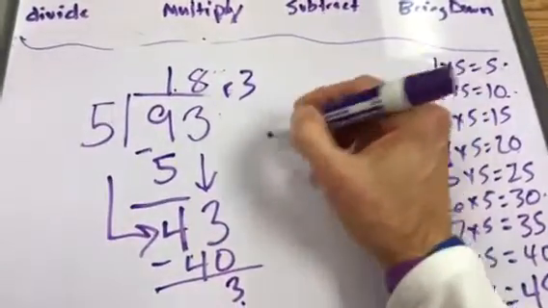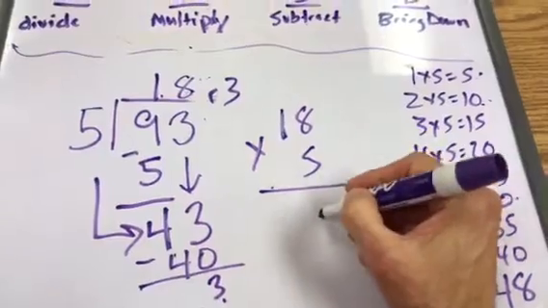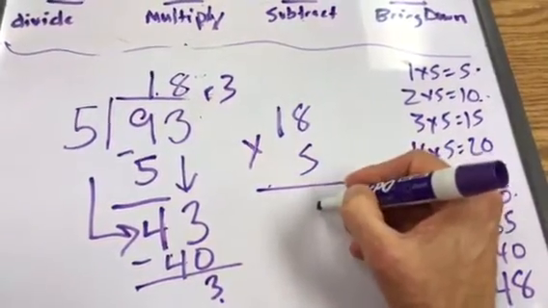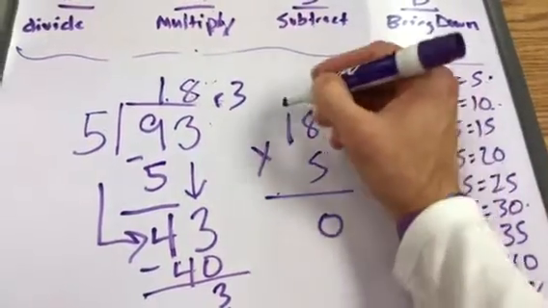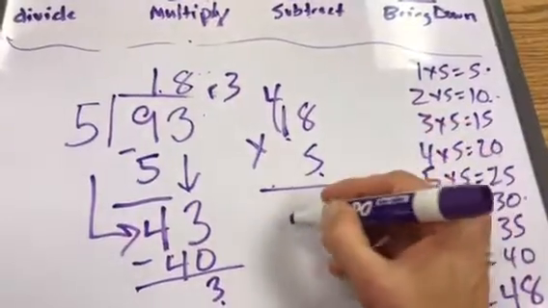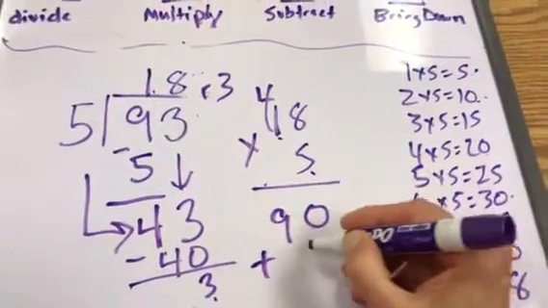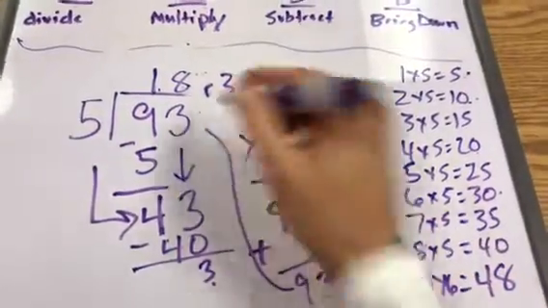And we would come over here and take 18 times 5 to check, because we always check our work. And on the test, when we take the test, I will require that they check their work, which is one reason the tests seem to take so long. And 8 times 5 is 40. Carry the 4. 5 times 1 is 5. Plus 4 is 9, plus the 3 of our remainder, and we get 93, which matches, so we're done.